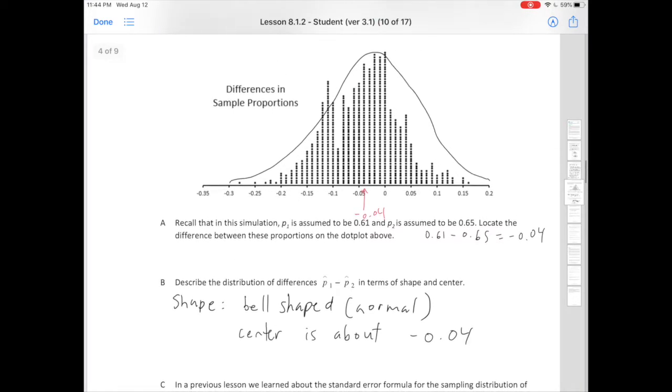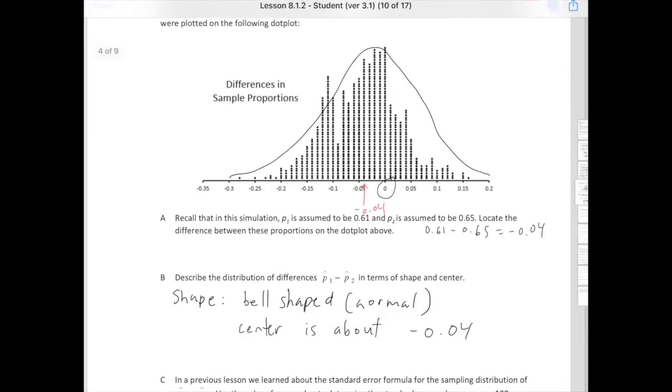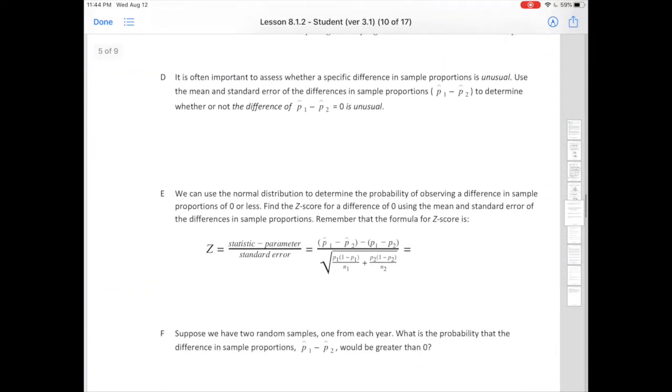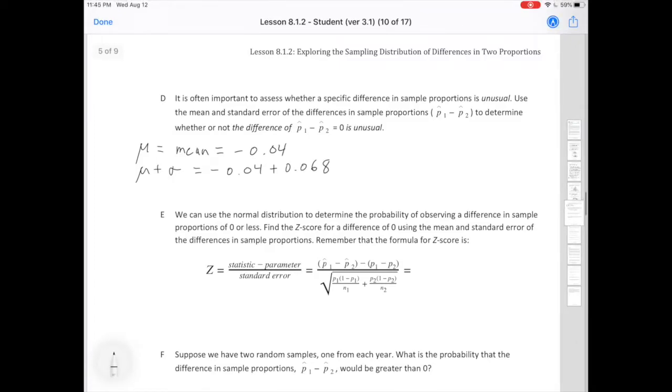If we come over here, the mean is negative 0.04. We're trying to figure out if this 0 is unusual. It doesn't look unusual to me, right? It's pretty close to the mean in our picture. So if the mean is negative 0.04, what is the mean plus 1 standard deviation? We're going to take negative 0.04 and add a standard deviation, which we got in this last problem to be 0.068. So what happens when you add a negative and a positive? You can use your calculator, you get 0.028.